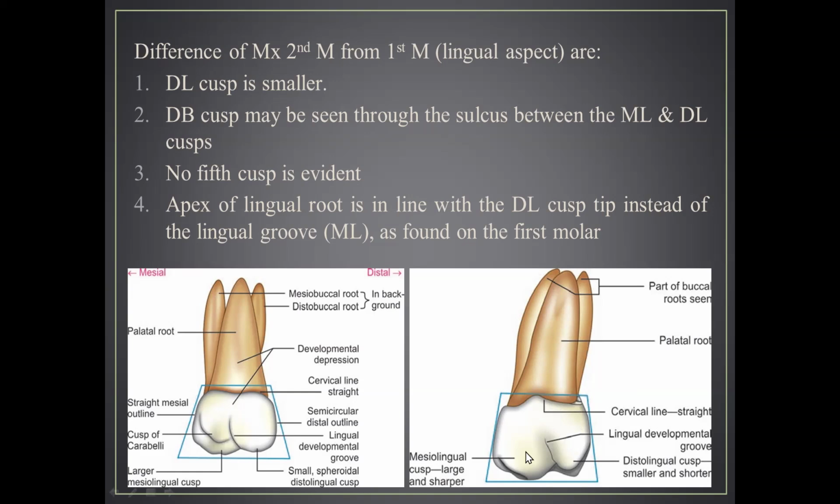So when you see it, your distolingual cusp is much smaller, and the distobuccal cusp can be seen through the sulcus between the mesiolingual and the distolingual cusp. So here you can see the fifth cusp while it is absent in your maxillary second molar. The apex of the lingual root is in line with the distolingual cusp instead of the lingual groove, which is seen on the first molar. That is, the lingual groove is in line with the apex of the lingual root, while here the apex is in line with the distolingual cusp for your maxillary second molar.